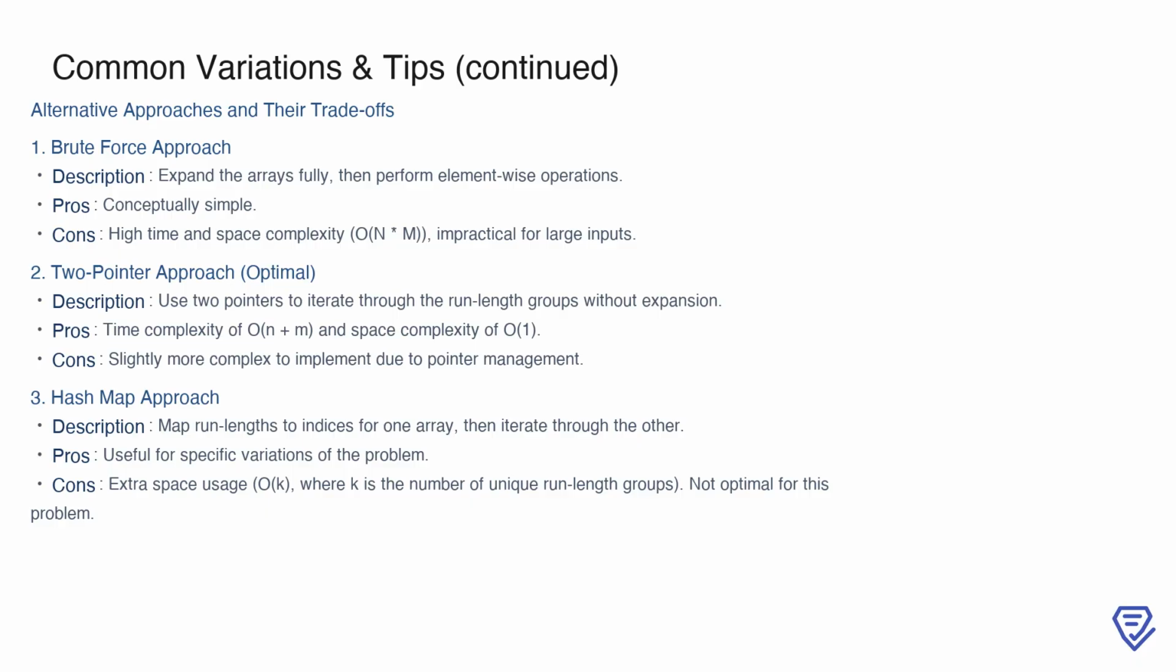Another possible method involves using a hash map to store run lengths as indices for one array and then iterating through the other. This can be useful in certain variations of the problem but introduces additional space overhead, making it less suitable for this specific scenario. Each approach has its merits, but the two-pointer technique strikes the best balance of simplicity and efficiency for this problem.